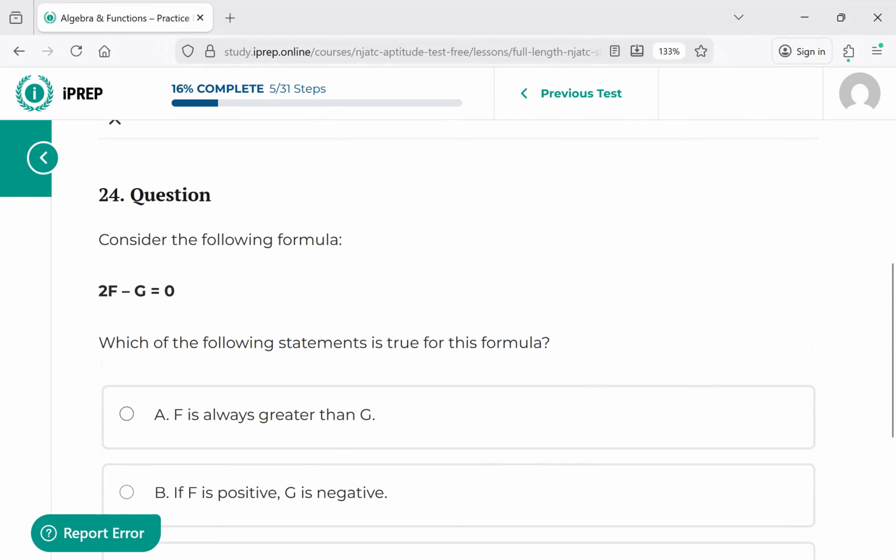Okay, question 24. Consider the following formula: 2f minus g equals 0. Which of the following is true for this formula? This is a linear equation, but I don't think it's recommended to graph it. What I would do is plug in values. First, get g by itself. How do I get g by itself? Just add g to both sides. You get g equals 2f.